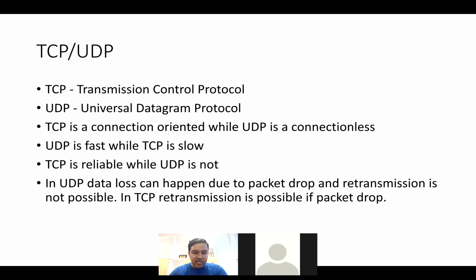But in TCP, if data loss happens, retransmission can happen. In TCP, the other side will say, okay, I have received packet number 1, packet number 3, and packet number 4. I have not received packet number 2. Then, since it is a TCP connection, it can retransmit packet number 2, and the other side will receive it and say, okay, 1, 2, 3, 4, I have received. That's how TCP is a reliable one. If data loss happens, it can retransmit and the complete data will be received.